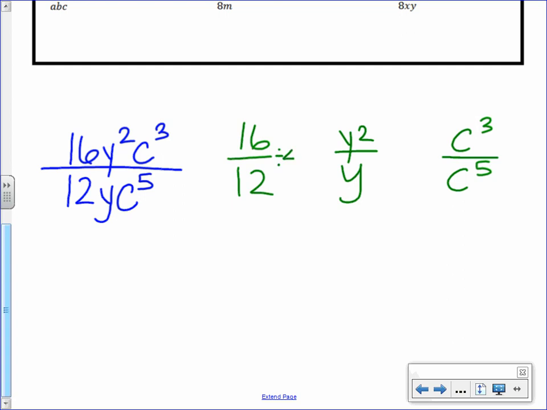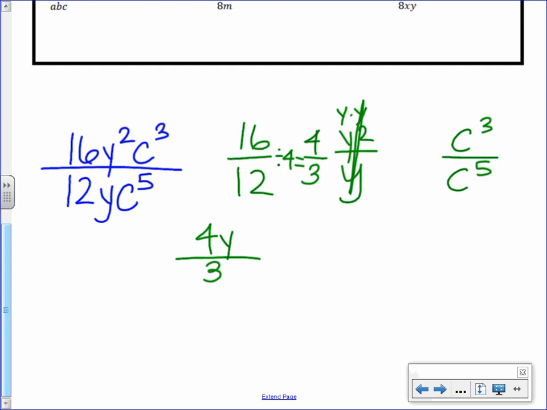So I divide by 4. 16 divided by 4 is 4. 12 divided by 4 is 3. So right now I have 4/3. With me? And I like to write down what I have. So now I'm going to move on to my y's. I have 2 y's on top, 1 y on bottom. So how many do I really have after they cancel? 1, because these 2 can cancel. So all I have left is 1 y on top.